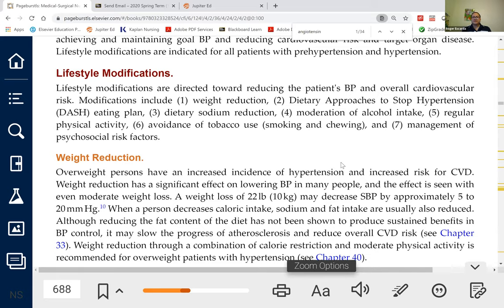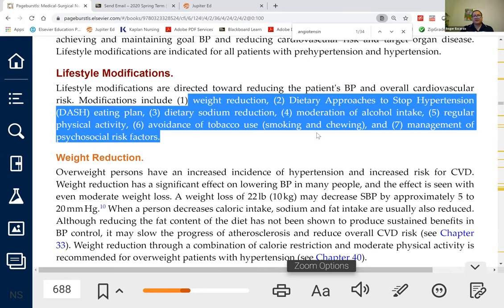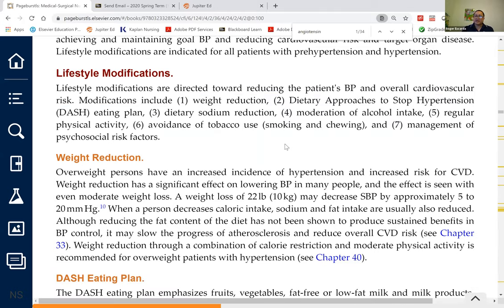Okay, non-pharmacologic interventions first. These are the following: weight reduction, DASH, stop smoking, moderate alcohol. It says clearly here, stop smoking. However, alcohol, do you need to stop drinking alcohol? No. Okay, so just moderate alcohol intake. All right, so that's one good thing.